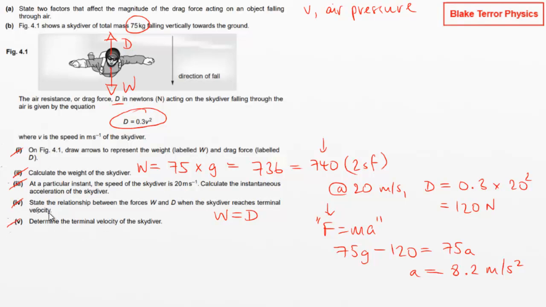And now they want us to determine the terminal velocity. So we must have a drag force which is equal to W. 75g is equal to 0.3 v squared. So 75 times 9.81 is equal to that, divide by 0.3 gives us a big number, and then square root that. We've got 49.5 meters per second.